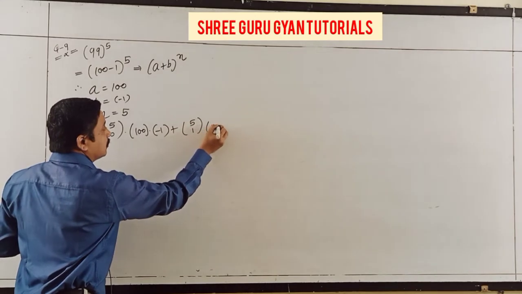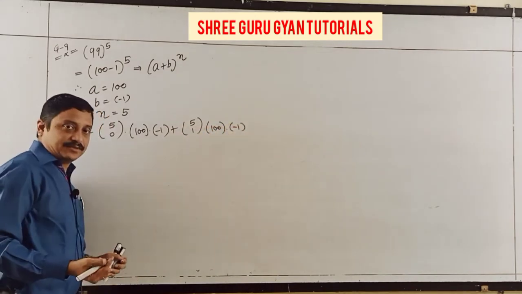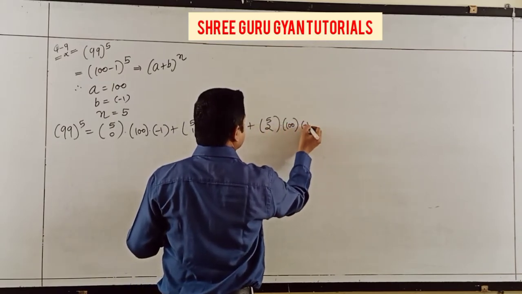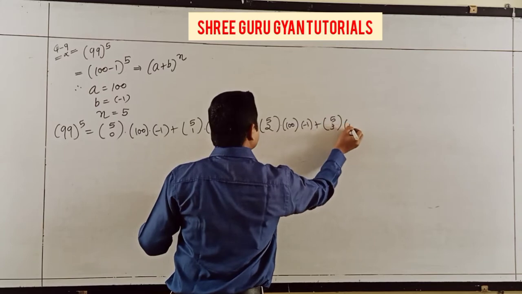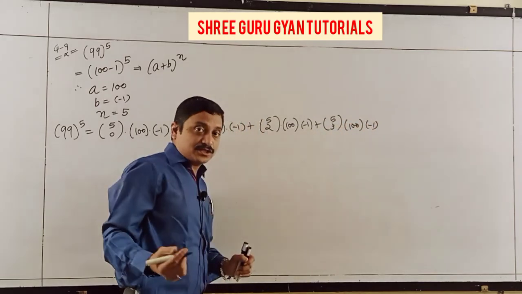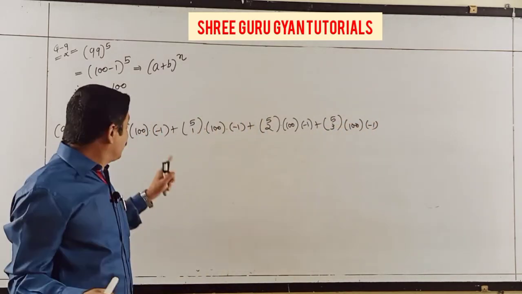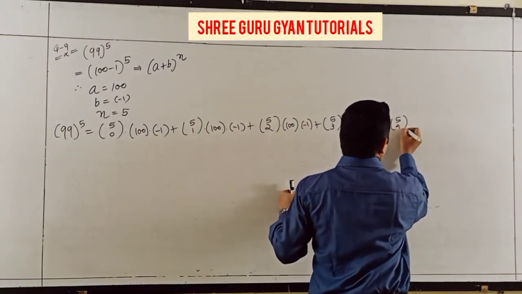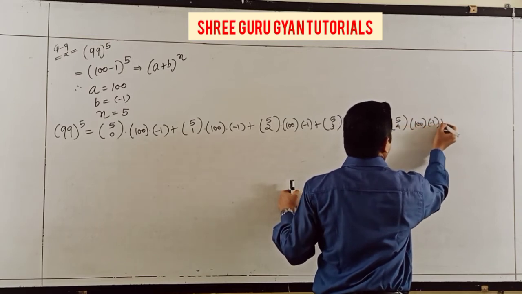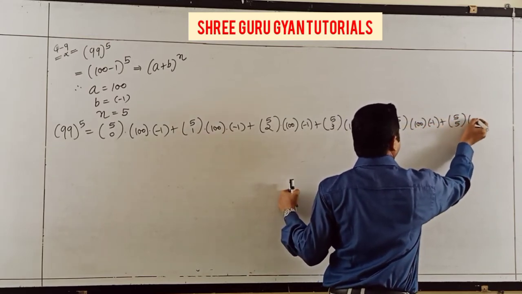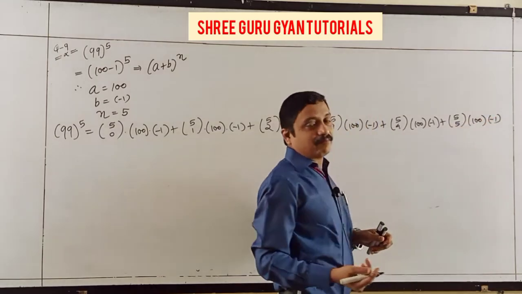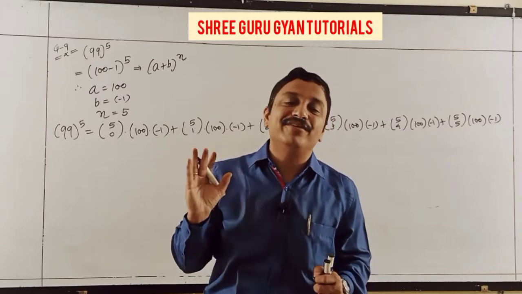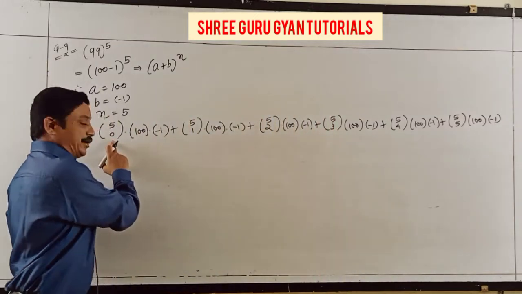5C1, 100 minus 1. Next 5C2, 100 minus 1. 5C3, 100 minus 1. Till up to 5C5, we can go 5C0, 5C1, 5C2, 5C3. Next, 5C4, and ending 5C5. Yes, your data is maximum covered, up to 5 out of the 5. So I just apply 5C5 in last. Now, reaching to power, here 0.